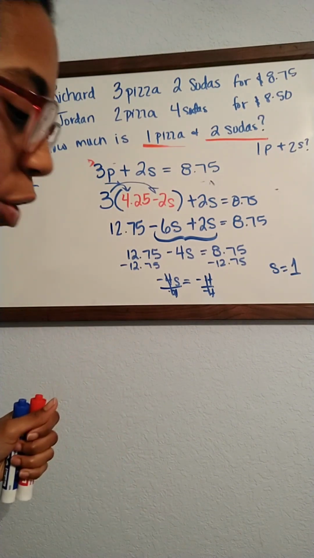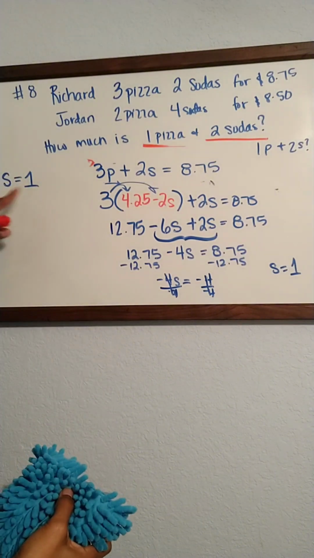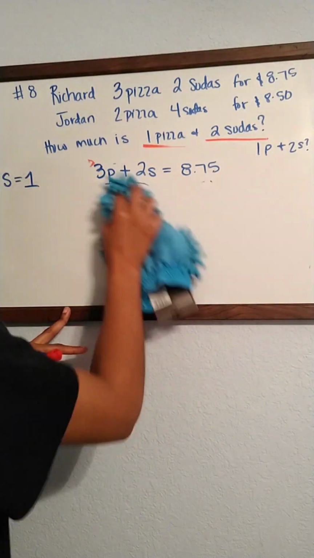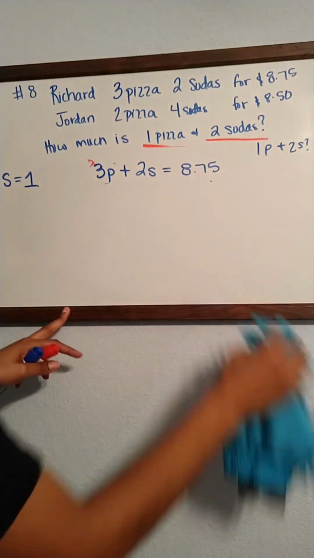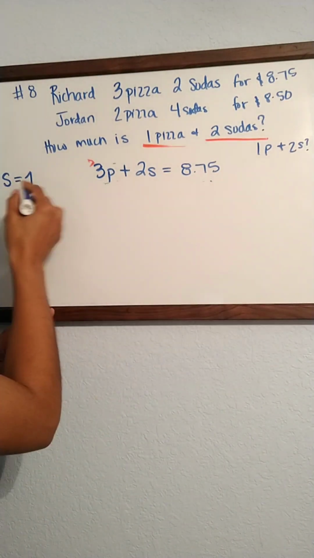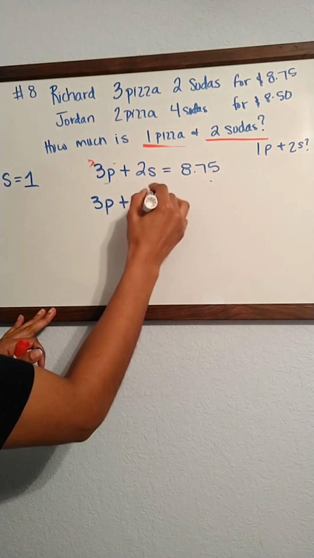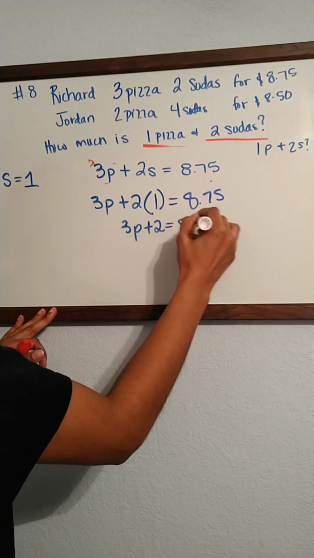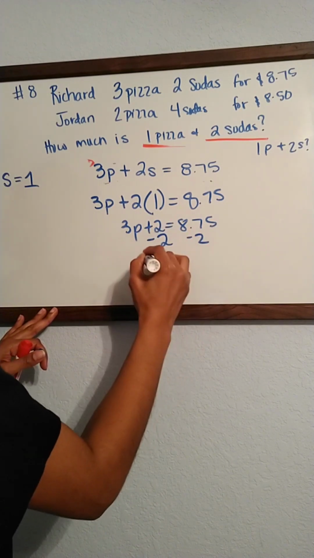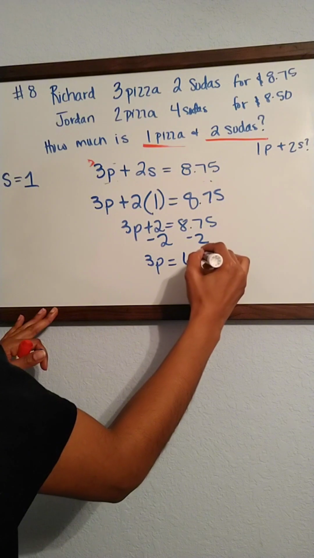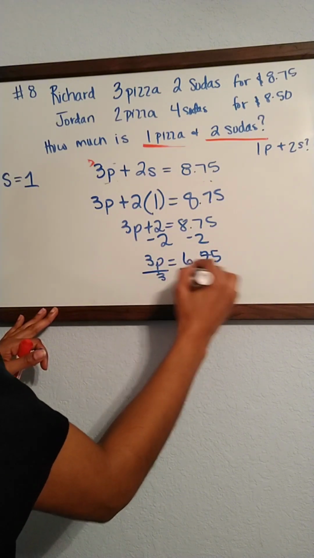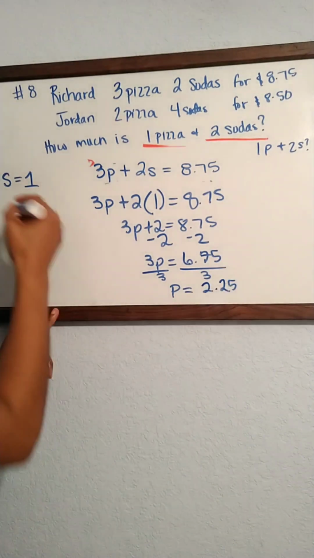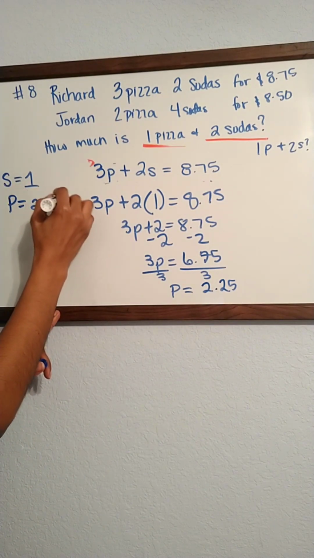Now that I have done that work, I can take that variable, S equals 1, and plug it back into that equation at the top. Because once I've solved for one variable, now I can solve for the other variable because I have the information that I need. So 3p plus 2 times 1 is equal to 8.75. 3p plus 2 is equal to 8.75. I'm going to solve for p by subtracting 2. That's going to give me 6.75. Divide both sides by 3. P is equal to $2.25.